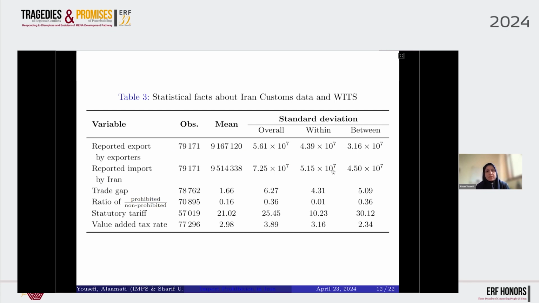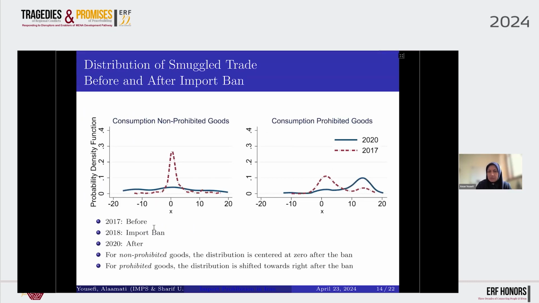Okay, here is our final and somewhat cleaned data set where we do have reported exports by exporters. We do have reported imports by Iran, and we have created the trade gap as the difference between these two measures. And we do have dummies for prohibition. We do have statutory tariffs at each product level, and we do have the value-added tax rate at each product level.